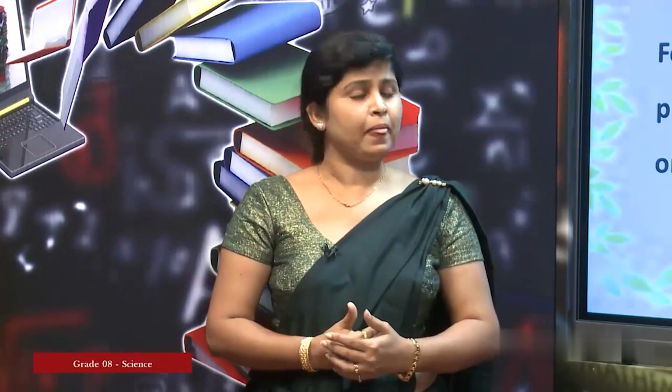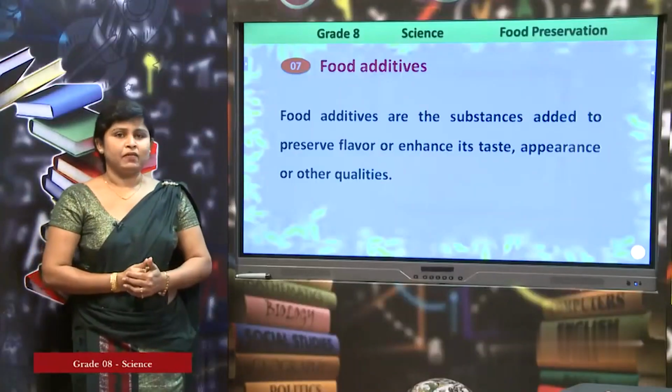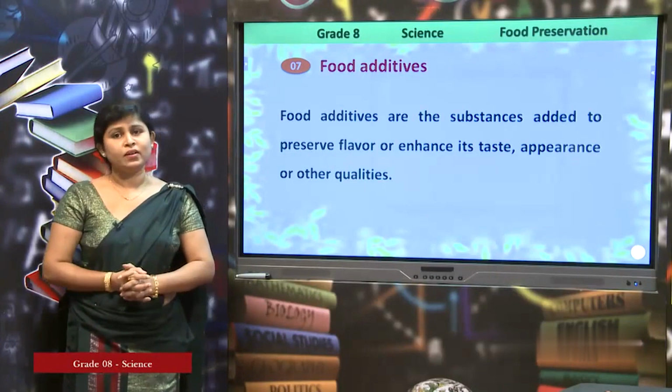Then you may have a problem whether these food additives are good for our health. Actually, most of the food additives are recommended, but if the food additives are added to the food without recommended doses, it will be harmful. But as a whole, food additives are not harmful.